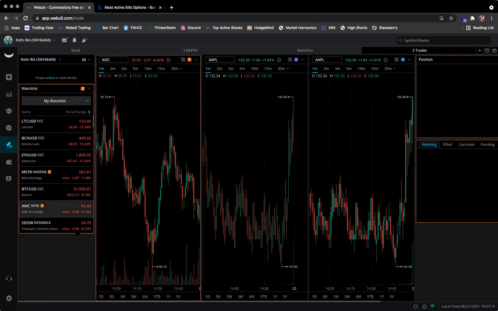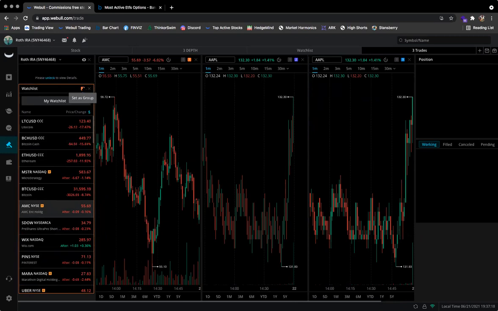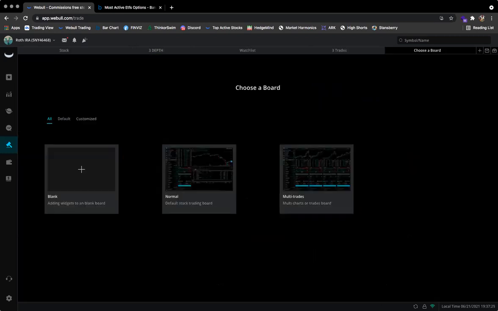So this is my watch list. And now these numbers right here play a huge factor in how you group these together, okay? So let's say you want to also trade options in the same window.